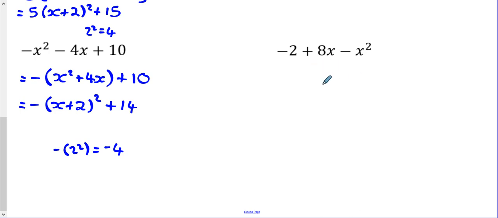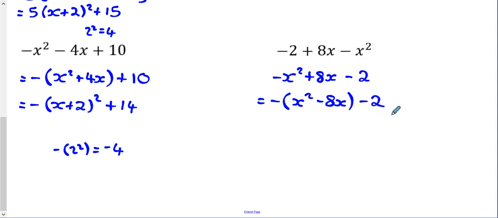Last one is similar. Now, we normally like to have the x squared first. So we could just rewrite that. So the x squared is first. Then the x term. And the constant at the end. And then I'm going to do this in exactly the same way as I did the previous one. Factorise a negative out of these 2 terms. So that will now become a negative 8x. Negative 2 is going to stay as it was. So that's just factorising, that's not completing the square yet. That happens now.